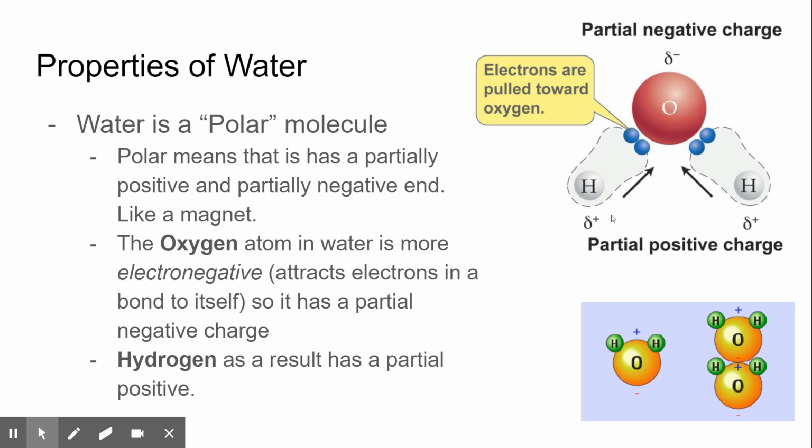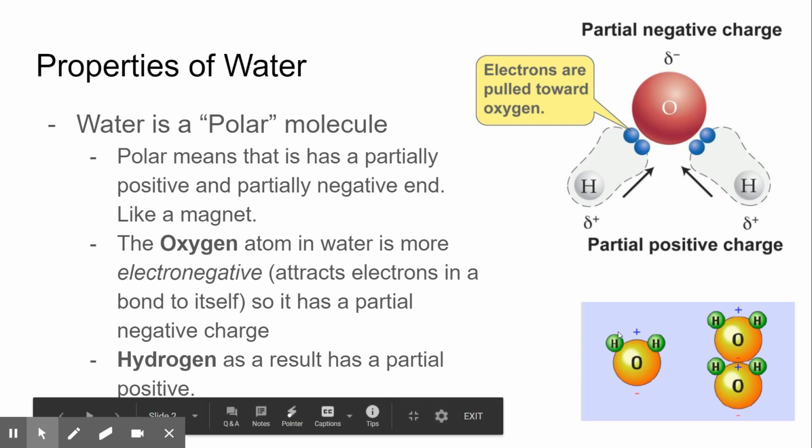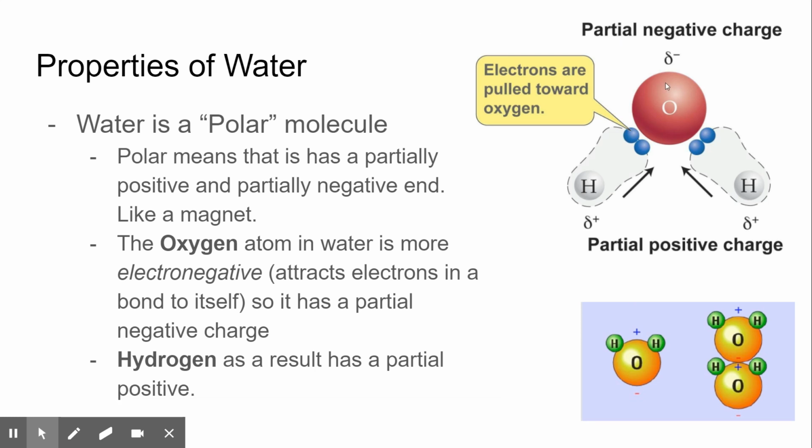The negative end is located near the oxygen atom, and the positive end is near the hydrogen atoms. Now, the water molecule is actually a bent molecule. It's bent because oxygen has two lone pair electrons. It has electrons on this side of it. So those electrons push the hydrogens closer towards one another, and it looks kind of like Mickey Mouse ears, if you think about it, right?